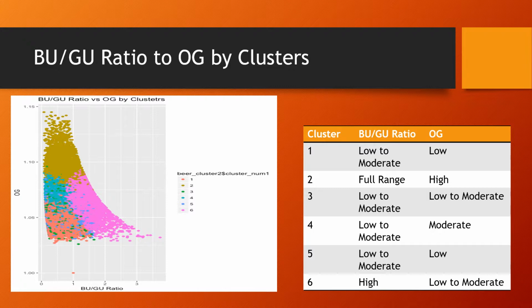BU to GU ratio to original gravity by clusters. Once again, as expected, you can see cluster number 2 with high original gravities. Full range of BU to GU ratio. Cluster number 6, high BU to GU ratio and low to moderate original gravity. Cluster number 3 had low to moderate levels of BU to GU and low to moderate OG. And cluster number 1, low to moderate BU to GU ratios and low original gravity.